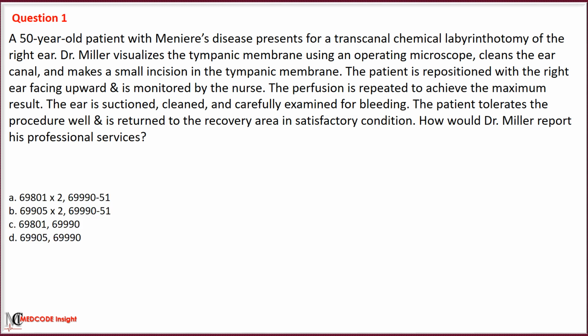Option A with code 69801 times 2, 69990 along with modifier 51. Option B with code 69905 times 2, 69990 along with modifier 51. Option C with code 69801, 69990. Option D with code 69905, 69990. As in this scenario, transcanal labyrinthectomy of the right ear is performed.